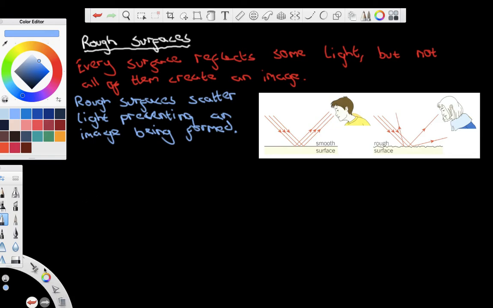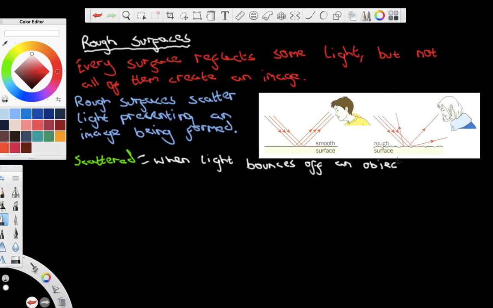So a couple of key words just to finish us off. We've got the word scattered. And we can say when light bounces off an object in all directions. So scattered means when light bounces off an object in all directions.